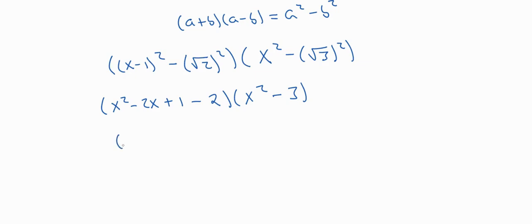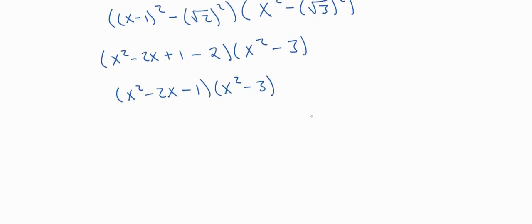And now we can rewrite this. Let's see, x squared minus 2x. Well, plus 1 minus 2 is the same thing as minus 1 times x squared minus 3. And now let's multiply those together. So we're going to get, let's see, x to the fourth minus 3x squared minus 2x to the third plus 6x, and then minus x squared plus 3.